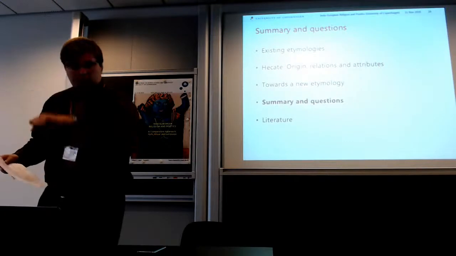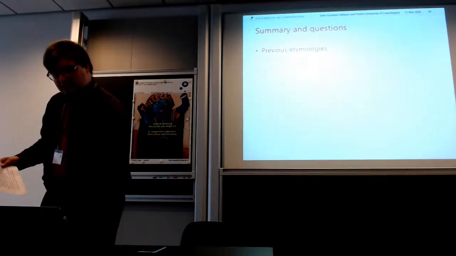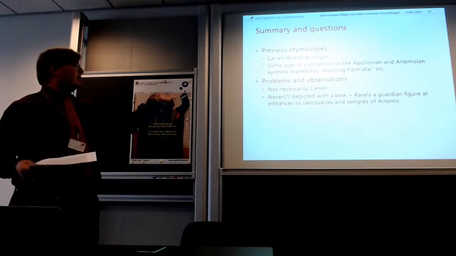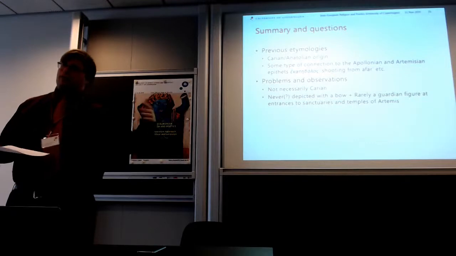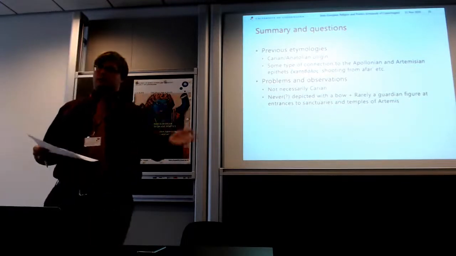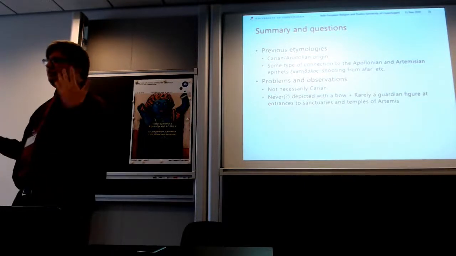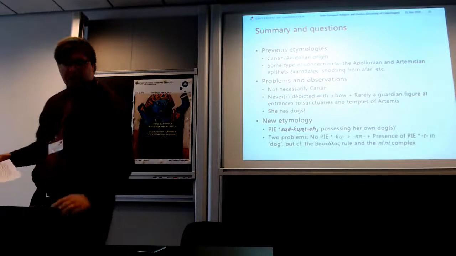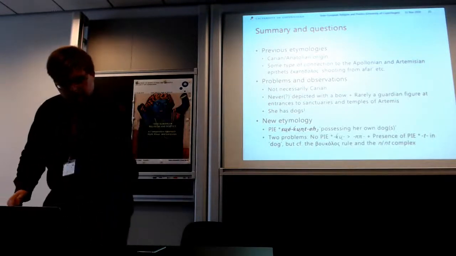So I'm afraid I won't have time to sum up. I hope you remember most of what I have said. At least we have a couple of previous etymologies, but they build on her being Carian. She is not. And they build on association with Artemis and Apollo, at least with Hekatebolos, etc. But it's not sure that they can be that easily associated, at least not with the bow. So I have proposed a new etymology based on her appearance with dogs. So that would be it from me.